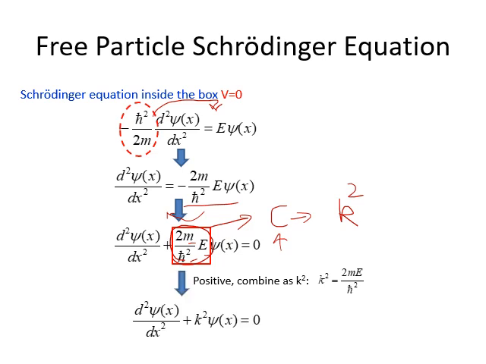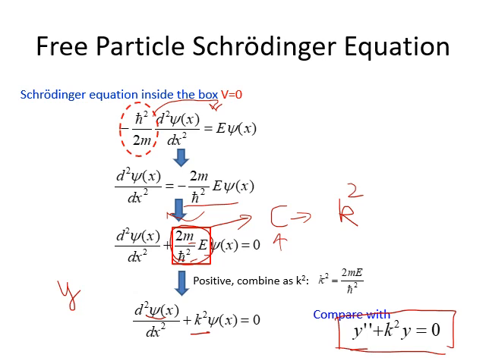So the equation now becomes this. You have all constants combined here as k squared, which represents a positive number. Now, instead of psi, you might be more familiar with y. So this equation you can also write as the second derivative of y plus k squared times the function y equals 0. So at this point, the Schrödinger equation becomes this second order differential equation. In the next slides, we're going to see how we can use calculus to solve this equation.